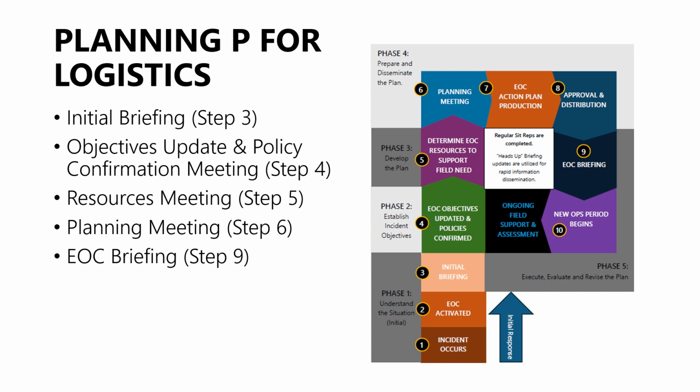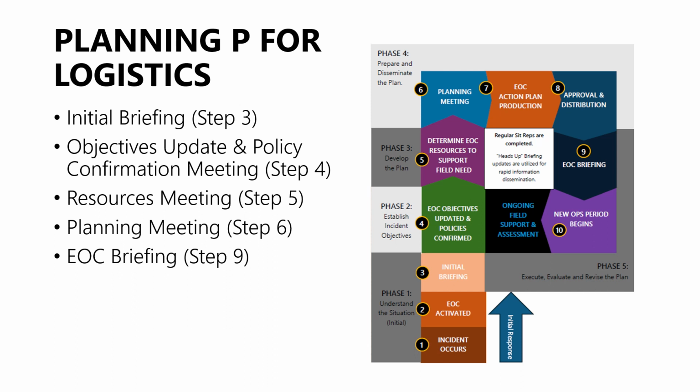So operations is going to be saying, this is what the plan is for tomorrow, for the next operational period. This is what we need. And then logistics looks at what the needs are and whether they can support that. Do we have those resources already on hand, or do we need to bring in more resources for that next operational period?